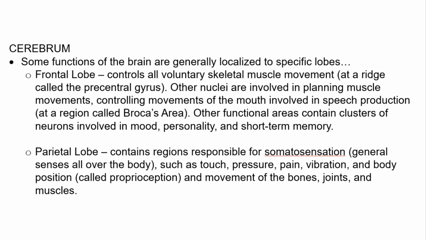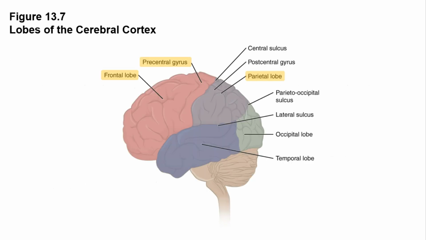The parietal lobe, which is located underneath the parietal bone, houses neurons that are responsible for somatosensation, that is, the general senses of touch, temperature, pressure, or pain all over the body surface. Neurons here are also involved in sensing body position, which is called proprioception, and receive sensory information from skeletal muscles, the bones, and the joints that unite the bones. Figure 13.7 highlights the structures of the cerebrum, specifically the frontal lobe located at the anterior aspect of the cerebrum, the precentral gyrus, which is located within the frontal lobe, and the parietal lobe, which is located on the superior and lateral aspect of the cerebrum.